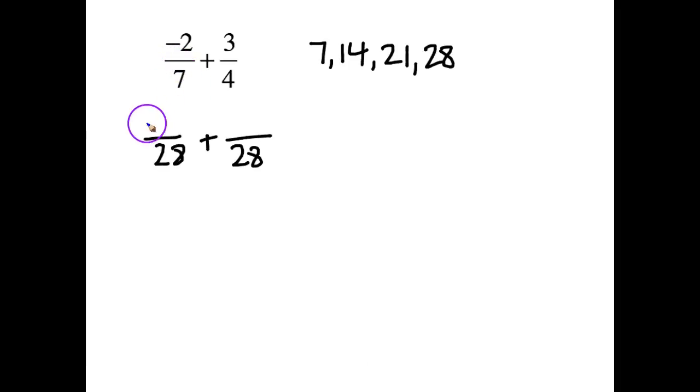Now, how does a 7 become a 28? Well, I'm going to have to multiply it by 4. But not only are you multiplying the denominator by 4, you have to multiply the numerator by 4 as well. So here, 4 times -2 is -8.